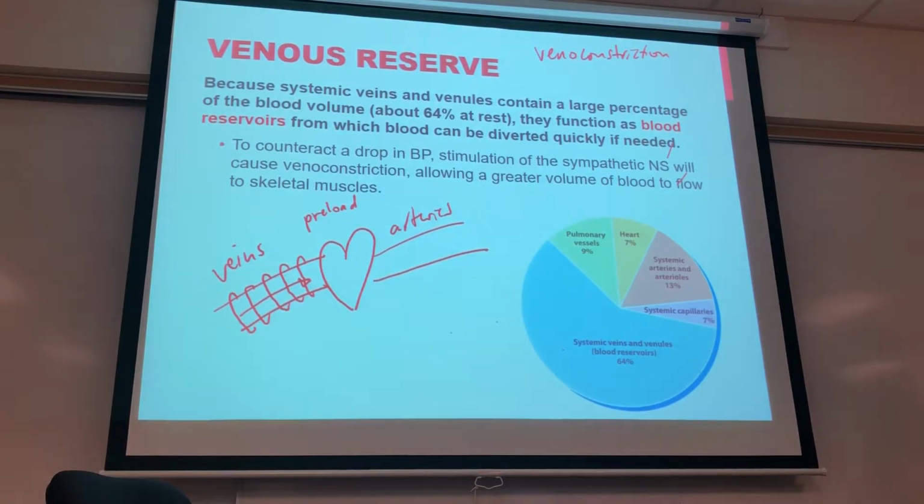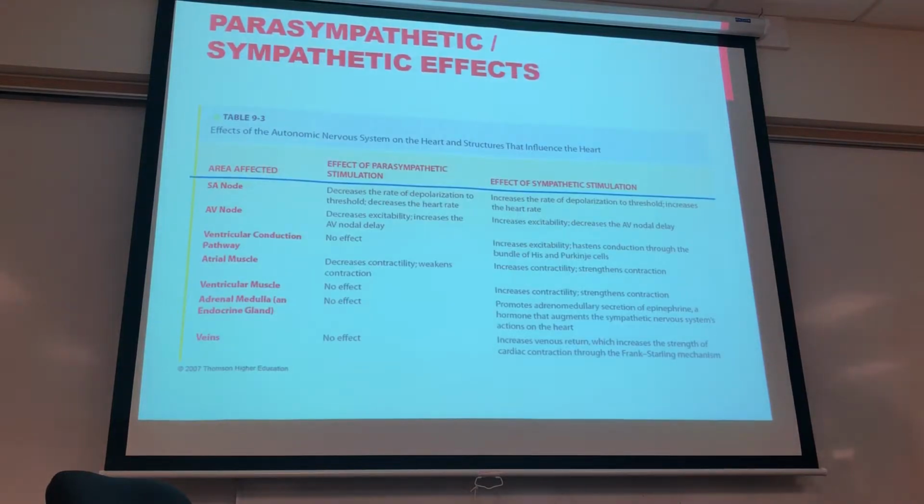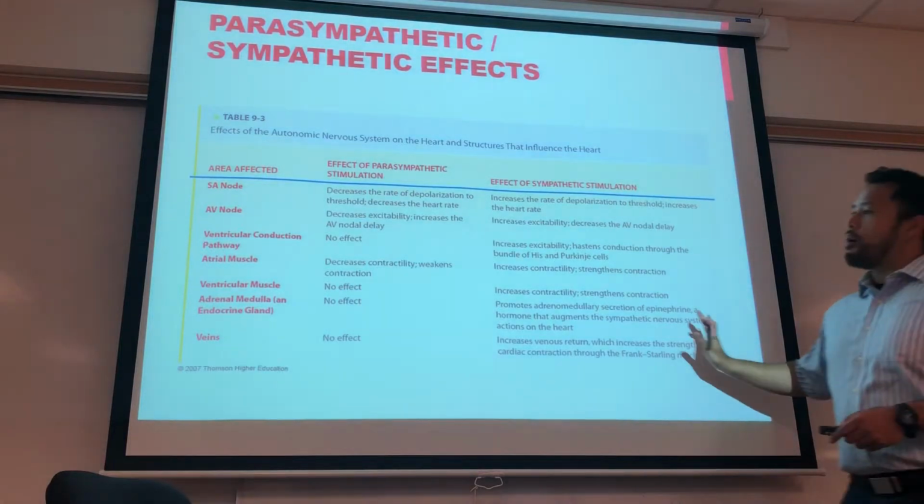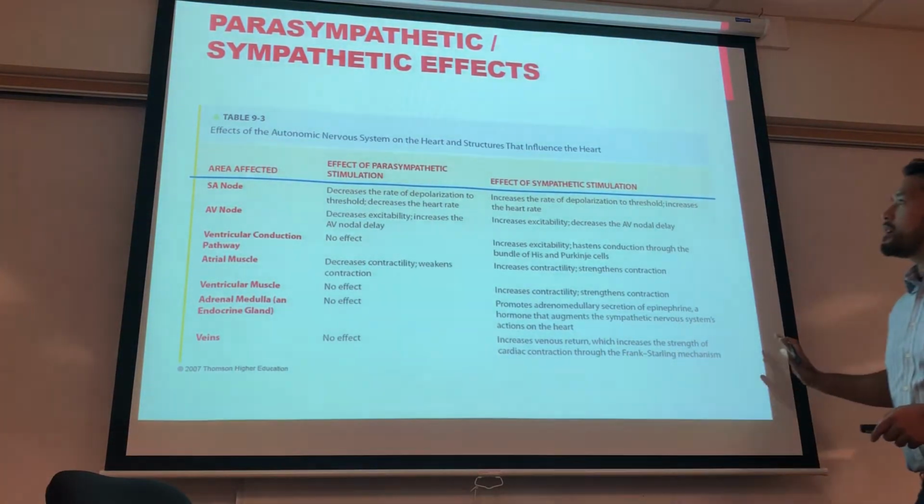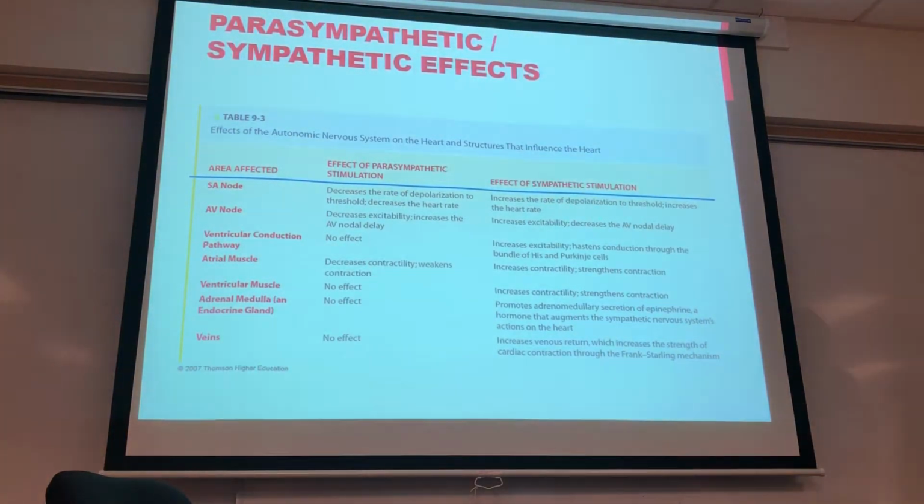And if we take a look at the next slide, the next slide sums up all of the effects of sympathetic and parasympathetic. Sympathetic is to the right, parasympathetic to the middle, and the left describes all the different areas that we've looked at. So now this should complete everything we've looked at so far. SA node versus AV node. Again, these are the pacemaker cells. Ventricular muscle and atrial muscle are muscle cells.